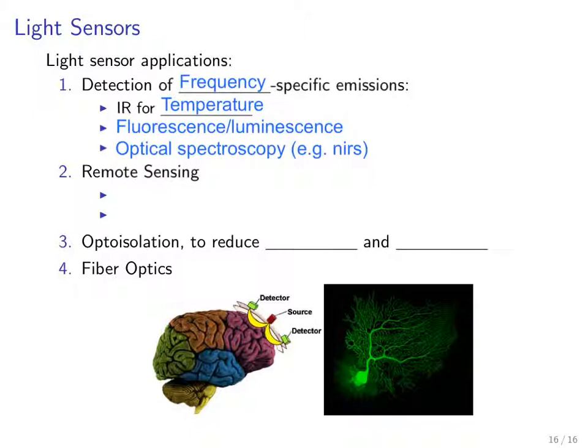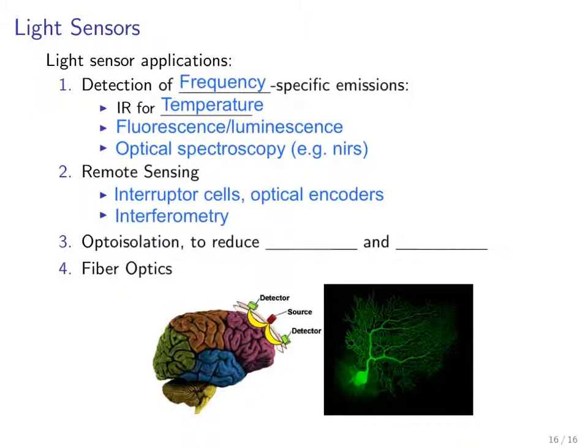And then there's remote sensing as another area of application of light detectors. Within remote sensing, we have uses in interrupter cells and optical encoders, and also in interferometry. We'll talk specifically more about optical encoders in the next couple of lectures.